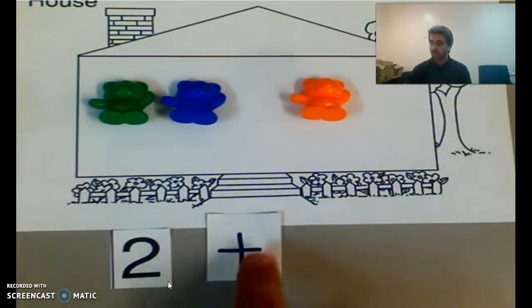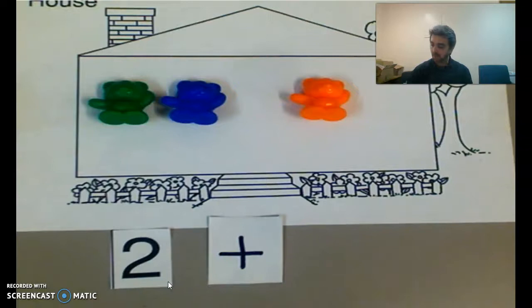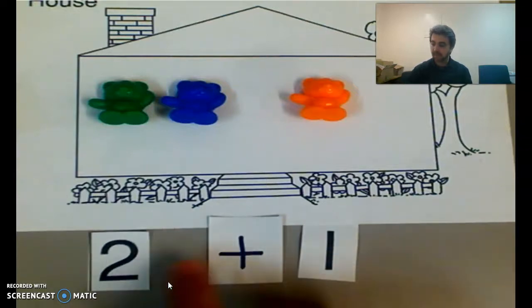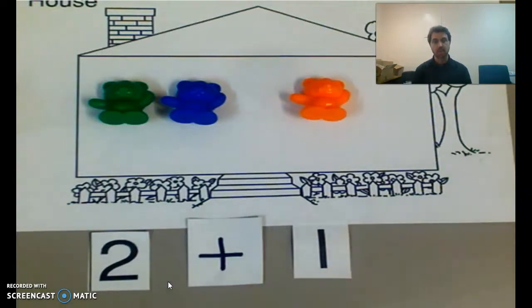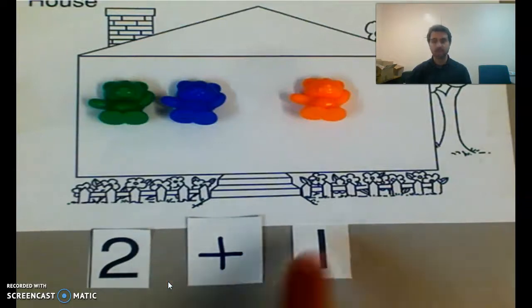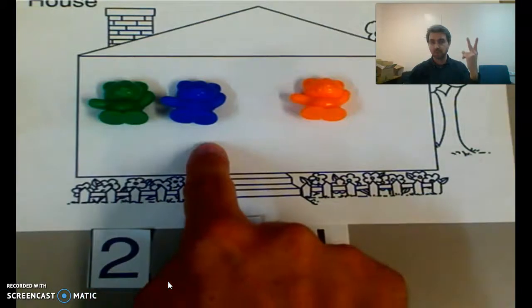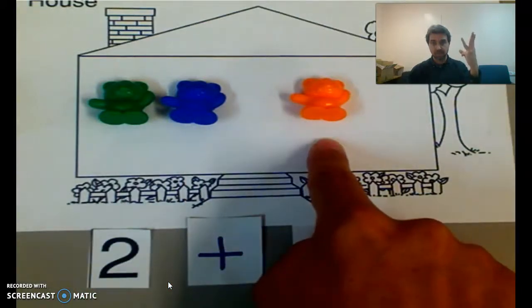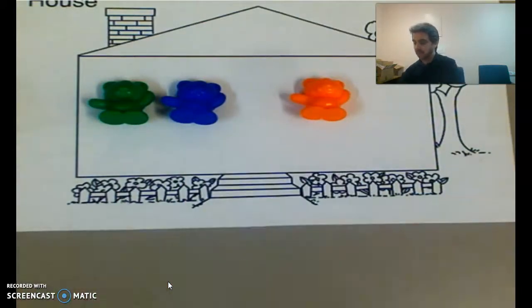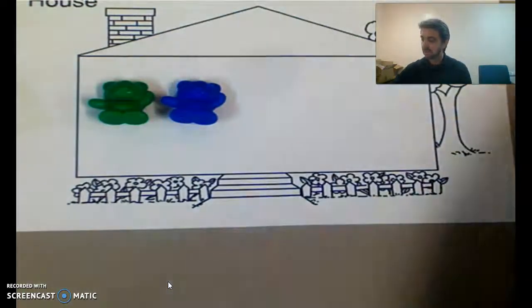So we added, how many more? 1 more bear came. And so now we know that 2 and 1 more makes how much? Let's count. 1, 2, 3. Okay, awesome. All right, should we do a bigger one this time?